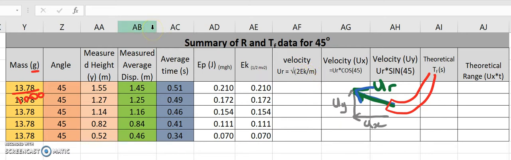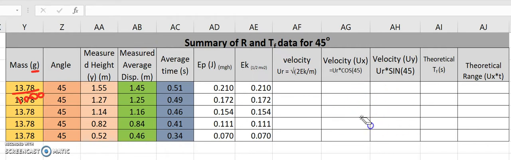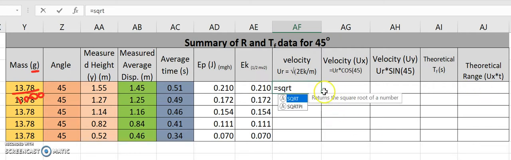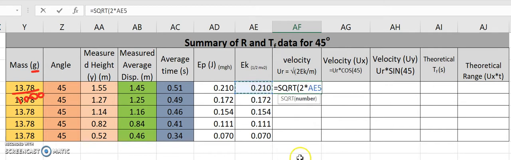So let me just rub that writing out, and let's put that formula in. Let's see if I can do that. Okay, so we're now going to say that it's equal to the square root, SQRT. And just notice that it comes up with the square root of, and a bracket, so it's going to be 2 multiplied by the kinetic energy, which is this one here. All right, and I'm going to divide that by m, which is that, divided by 1000.